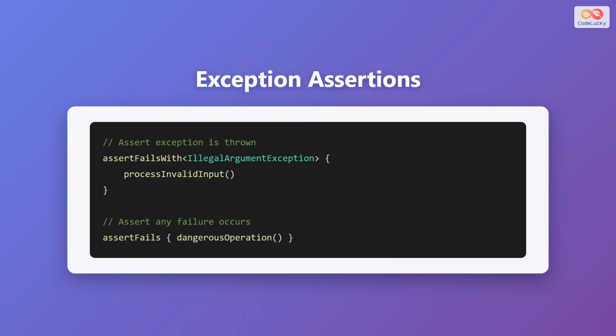The assertFails function is more general. It simply checks that any exception or assertion error is thrown without caring about the specific type. These functions ensure your error handling logic works as expected.